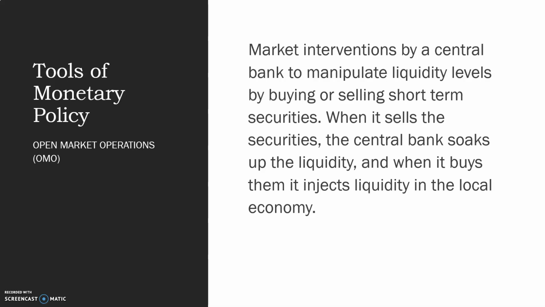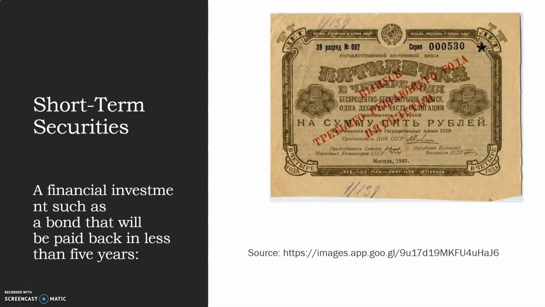And when they want to use contractionary monetary policy, they will sell these securities, and so it will soak up liquidity, because people will have to use their monies to get the short-term securities that they would want to purchase, and so that's how it soaks up liquidity. It takes money out of circulation. So when we talk about short-term securities, we are really speaking about financial investments. For example, a bond that will be paid back in less than 5 years.